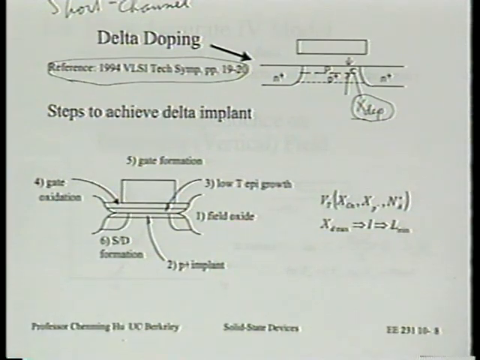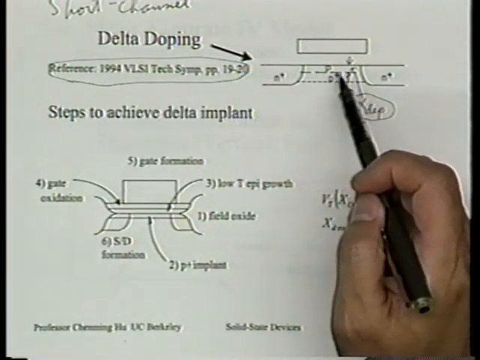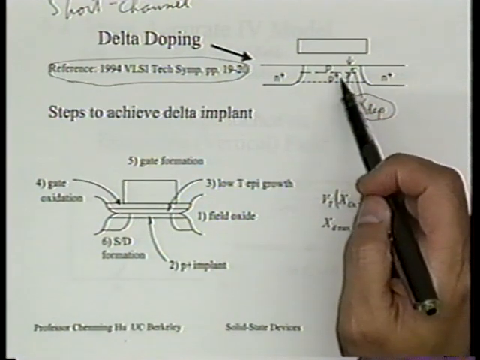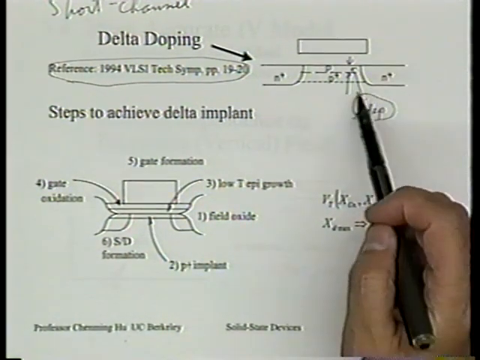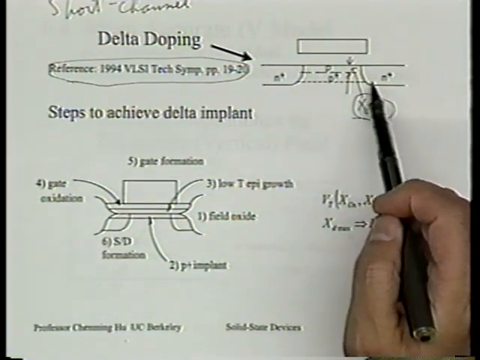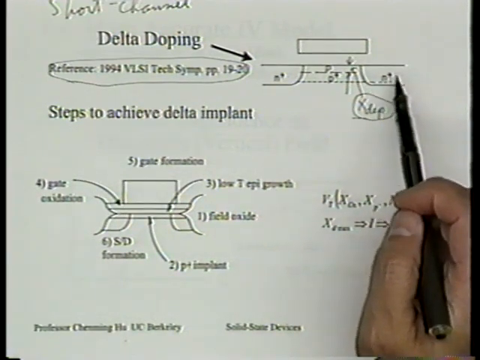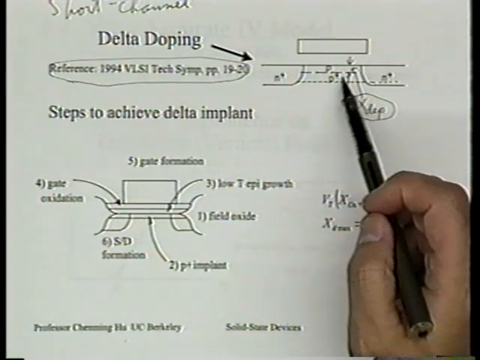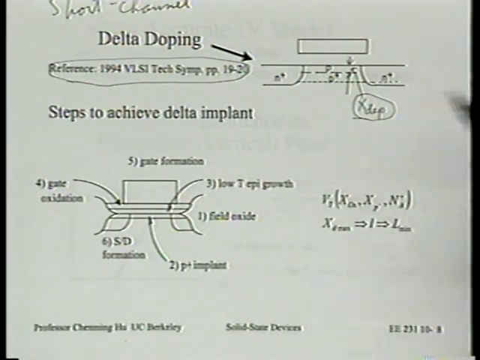Therefore, it's desirable. Now, what's special about this delta doping idea is that not only do they make this transition very sharp, they also make the P plus region very thin in such a way that by the time you reach the depth of the bottom of the N plus source and drain junction, the boron doping concentration is no longer very large.